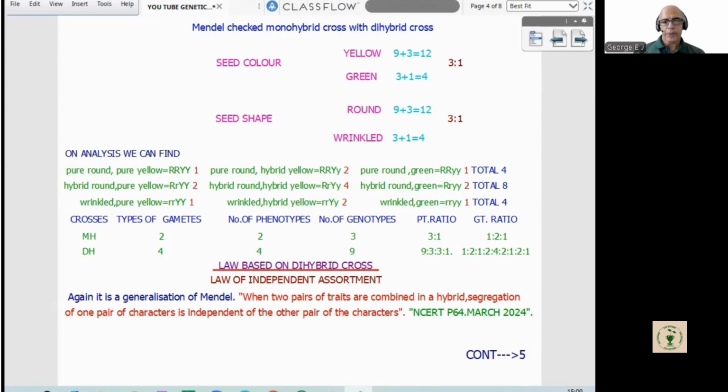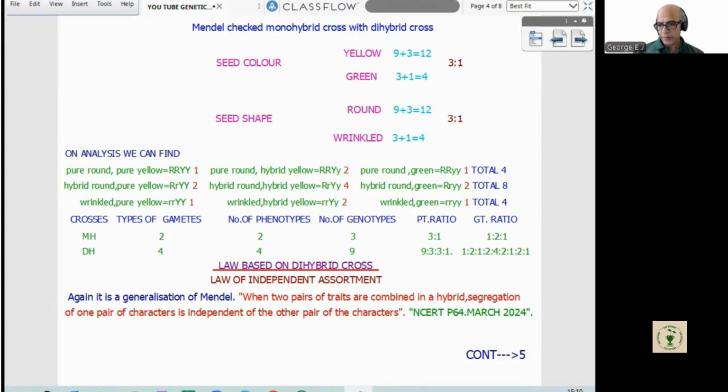Same with the pure round, hybrid yellow, capital R, Y, small y, 2. Hybrid round and hybrid yellow, maximum, capital R, Y, small y, 4. Wrinkled and hybrid yellow, again, small r, capital Y, 2. Pure round, green, capital R, small y, 1. Hybrid round, green, capital R, small y, it is 2. Wrinkled and green, all recessive, only 1. So total will be 4 plus 8 plus 4, 16. That is how 16 boxes came.